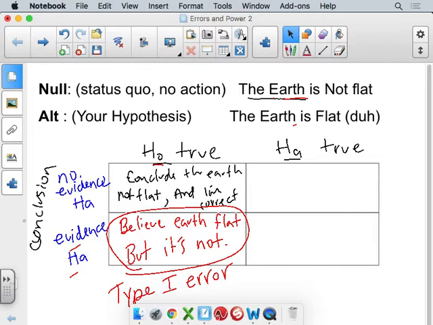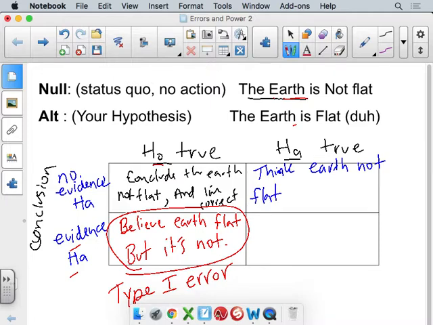Okay, then this one here, let's say that I decided that there was no evidence for the alternative, but it turns out the alternative is true. So let me put that into words. No evidence for the alternative means that I think the earth is not flat. So I think earth not flat, but it is. Like, the government's lying to me and I'll never know. I'm just under their control, under their thumb. The man's got me down. So think earth is not flat, but it is, you're being controlled. Like lied to.